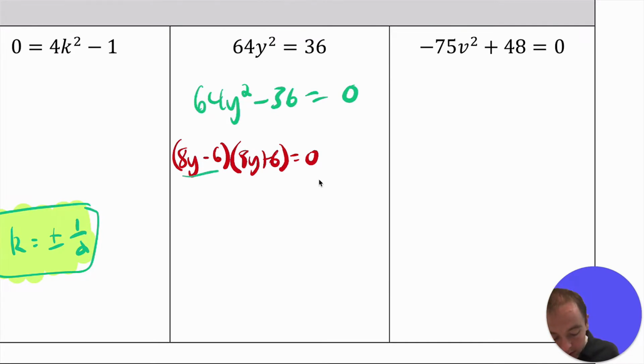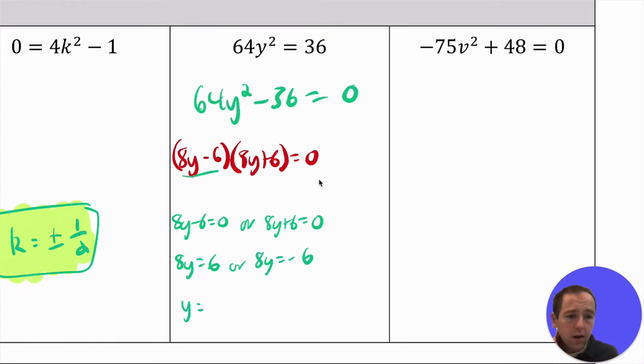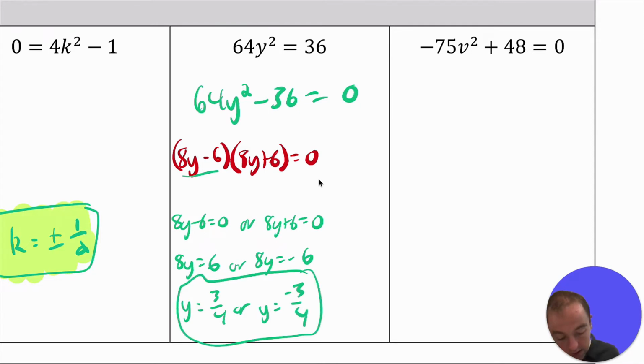That means that either 8y minus 6 needs to equal 0, or 8y plus 6 needs to equal 0. So 8y equals 6, or 8y equals negative 6, and then you can divide by 8. You're going to get 6/8, but that reduces nicely to 3/4. And then here you'd get negative 6/8, which reduces to negative 3/4. So it does turn out that you get those answers that way.